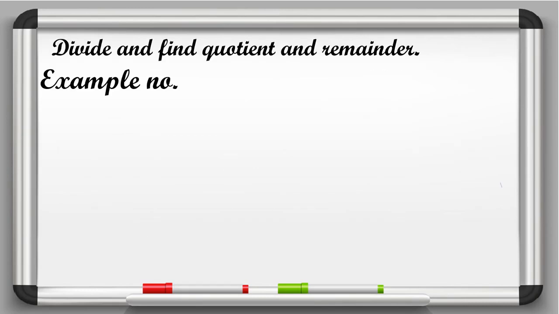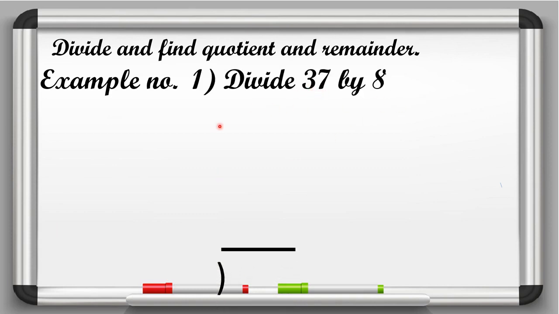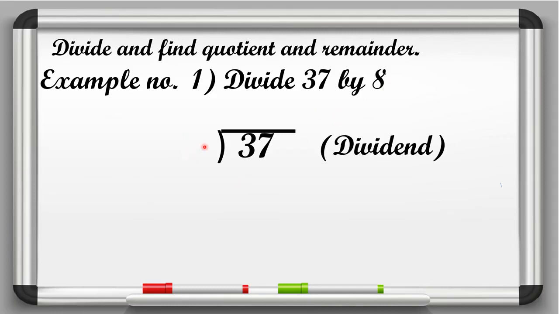Here in example number 1, it is given: divide 37 by 8. First of all, 37 is the dividend, we will write the dividend here, and 8 is the divisor. We will write the divisor at the left side, 8 as the divisor. Now beta, we have to speak the table of 8, but we know that 37 does not come in the table of 8.